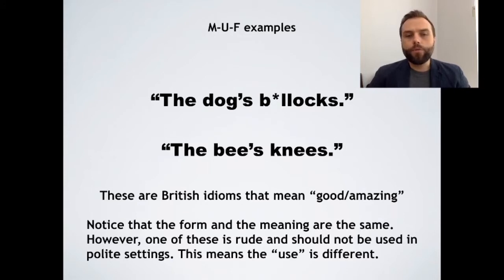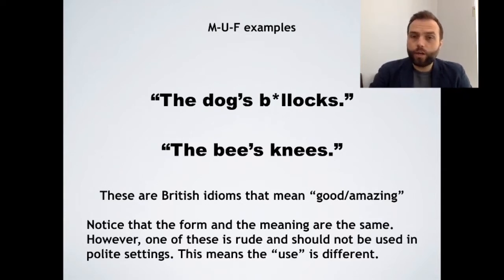Now notice that the form is the same and the meaning is the same. Have a look: the animal's body part. That's a body part. So the form or the structure of these sentences is the same. The meaning is also the same. They both mean good or amazing. However, one of these is rude, the first one, and should not be used in polite settings. This means the use is different. So the meaning is the same, the form is the same, but the use is different.